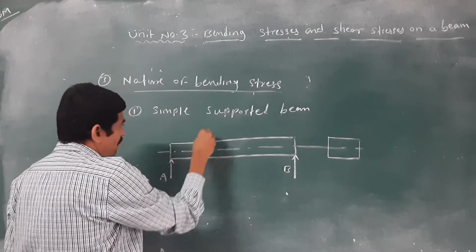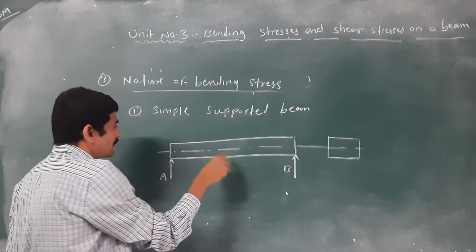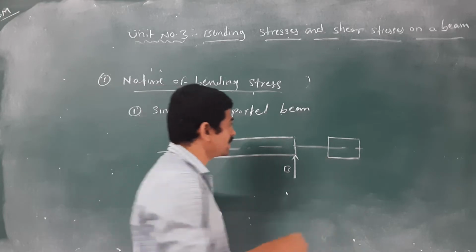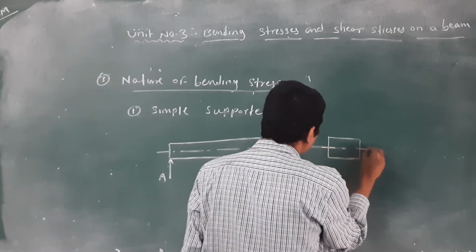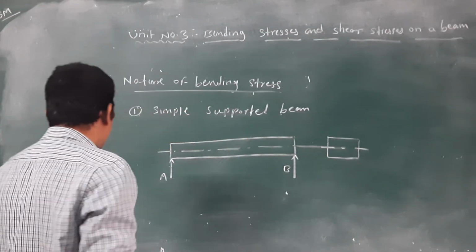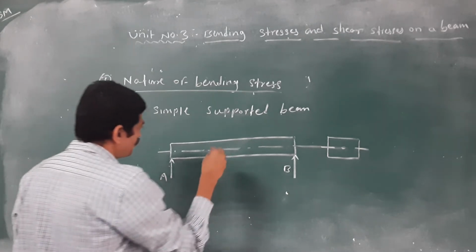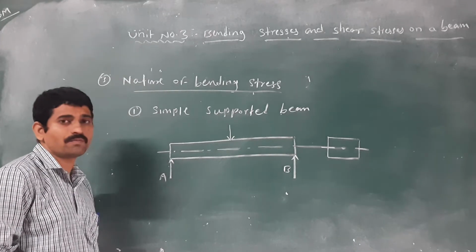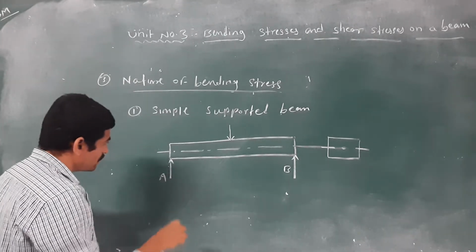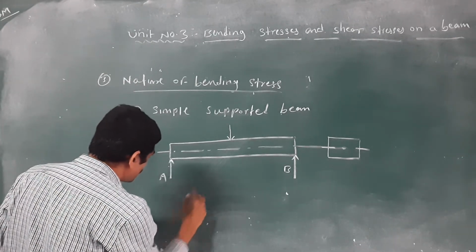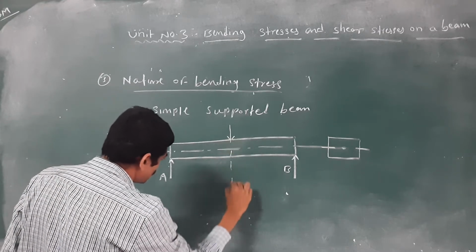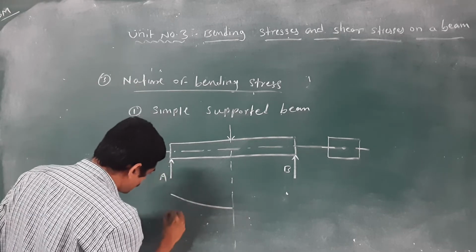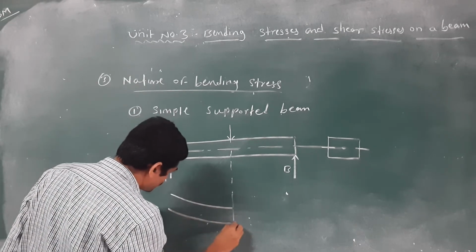Here I am not showing any load on that simply supported beam. Then the actual cross section of this beam is not bent. If some load acts on the given beam, then this beam will be bent. How does it bend? See, if you take the section, we will draw here that the beam will be bent in this way.